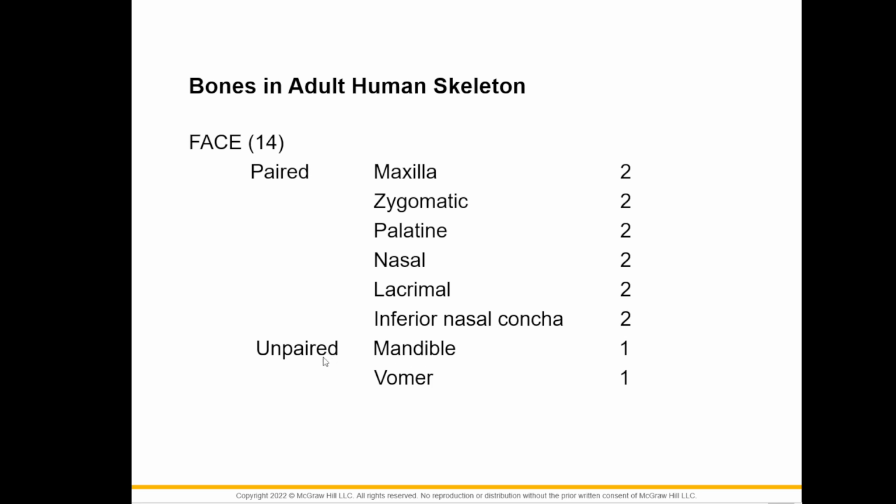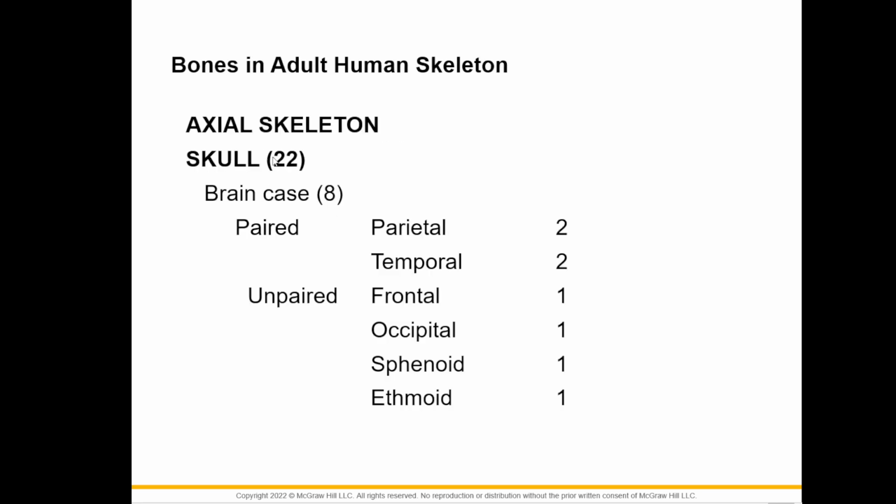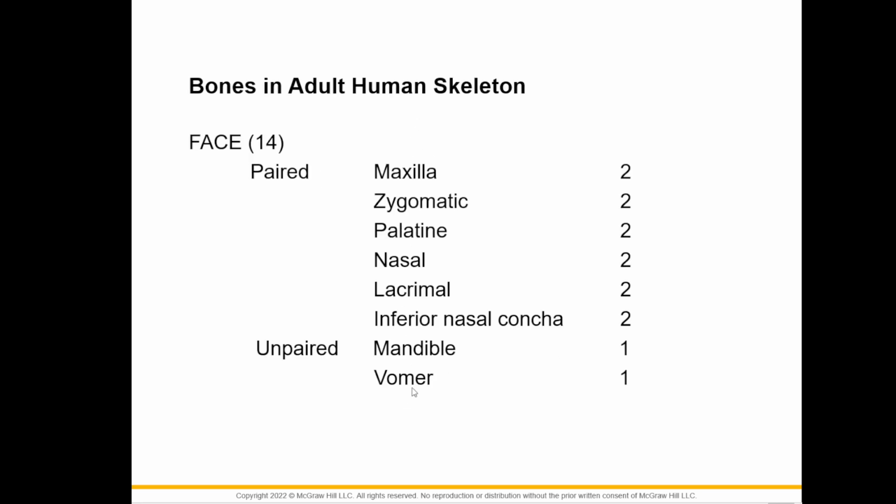And then we also have unpaired bones: the mandible or the lower jaw, and the vomer, which you will find later in your nasal area. So 2, 4, 6, 8, 10, 12, 13, 14, 14 facial bones for a total of 22 bones in the skull. Don't worry, because I will show you later where these bones are found and how they look.